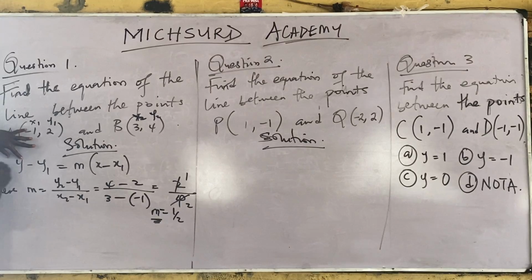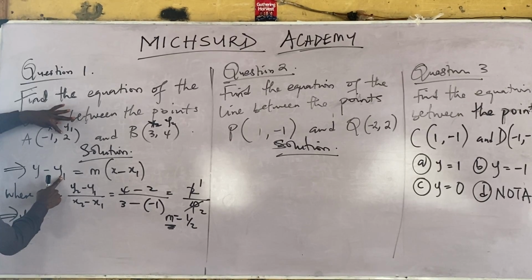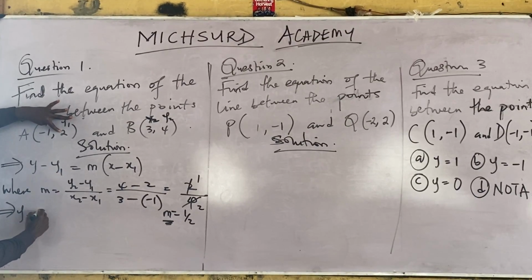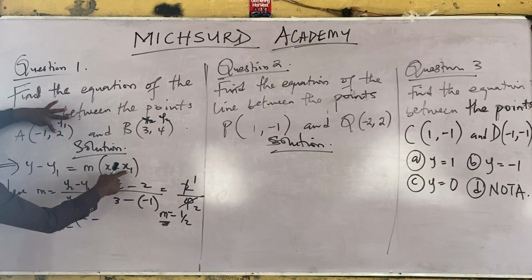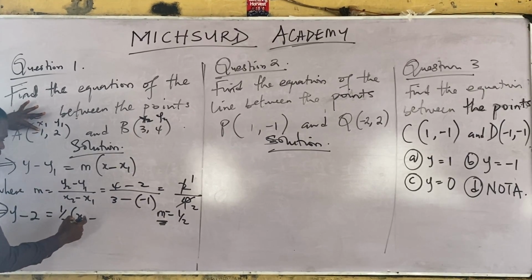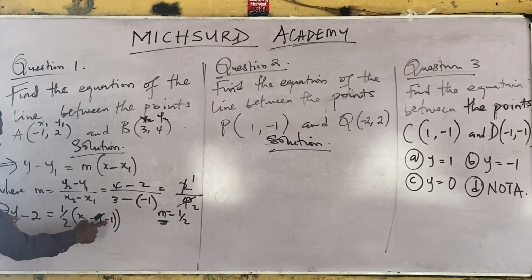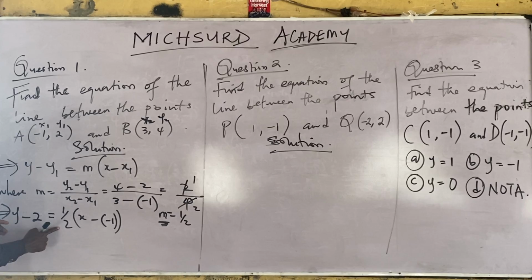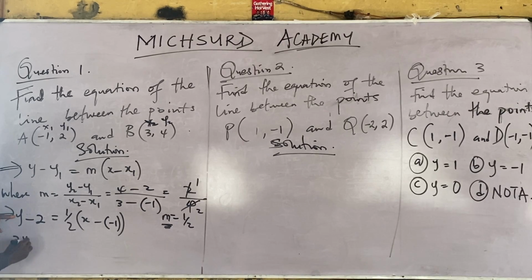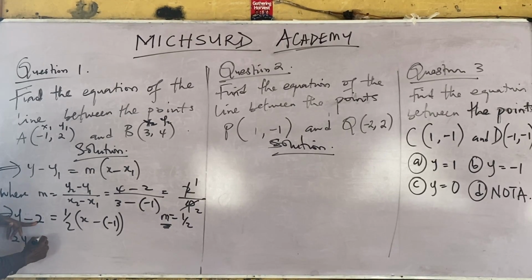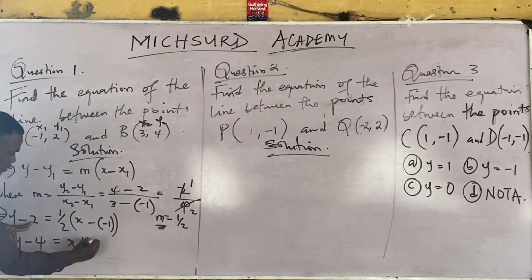If we substitute back into this equation, we have y minus y1. Our y1 is 2. So we have y minus 2 equal to the slope, which is 1 over 2, then x minus x1. Our x1 is minus 1. So I'll put a minus 1 here, which will make it plus 1, because minus times minus is plus. Now this 2 is going to cross multiply everything we have here. So if we cross multiply, 2 multiplies y minus 2, which will give us 2y minus 4 equal to x. Then remember, this is now plus 1, so we have plus 1.